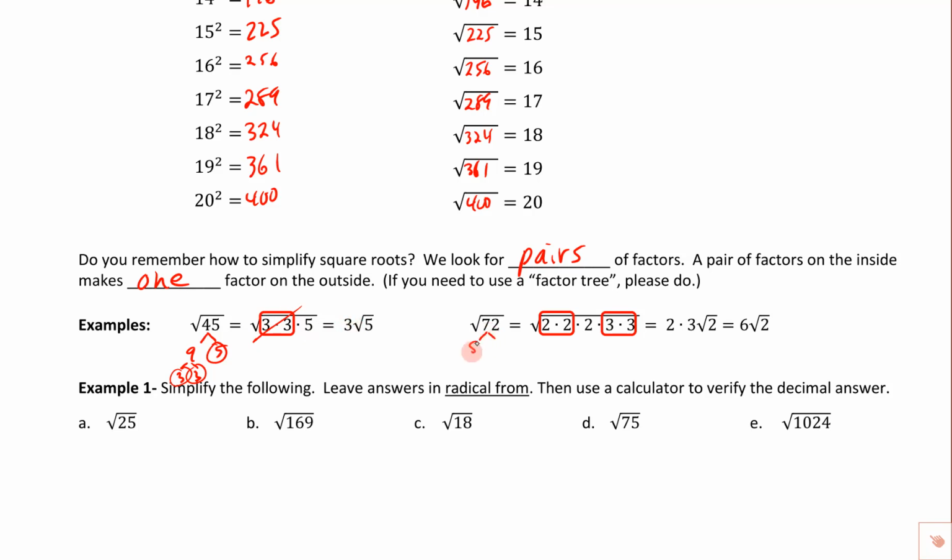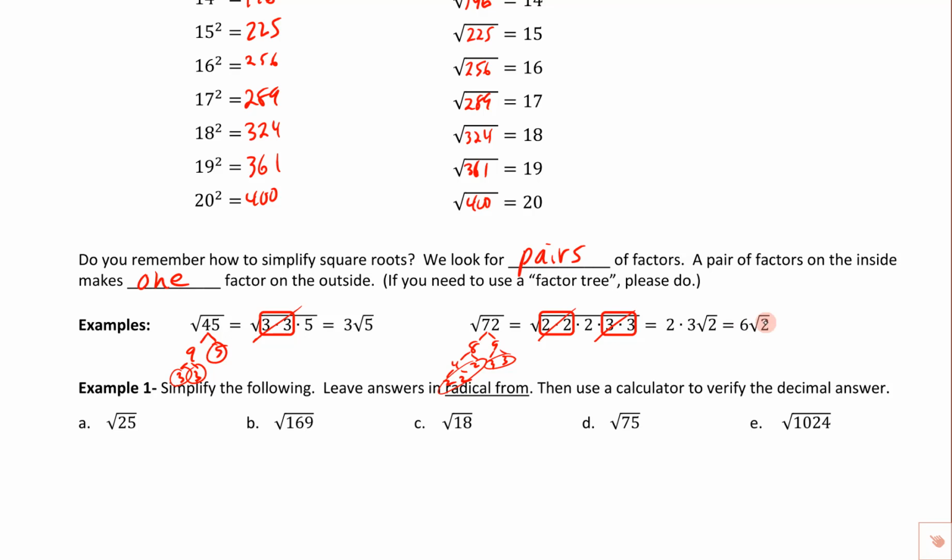72, we can do it this way. 8 and 9. 3 and 3. 4 and 2. 2 and 2. So we've got 3 2's and 2 3's. So there are the 3 2's and then the 2 3's. Pair of 2's, 2 on the outside. Pair of 3's, 3 on the outside. The 2 stuck underneath because we don't have anything to pair it up with. So we have 2 times 3 on the outside. That's a 6, and then radical 2 here.